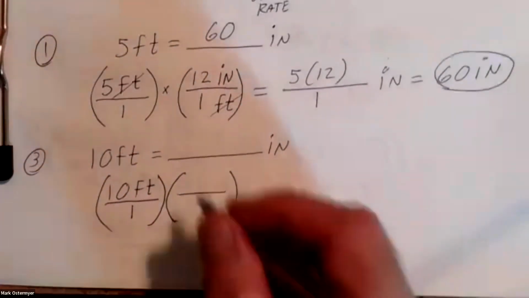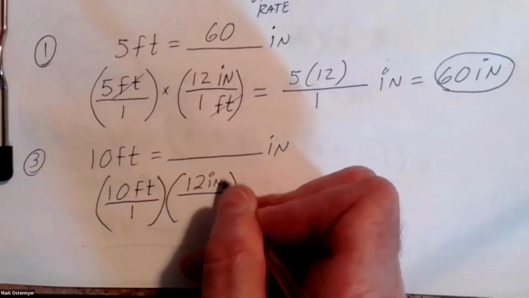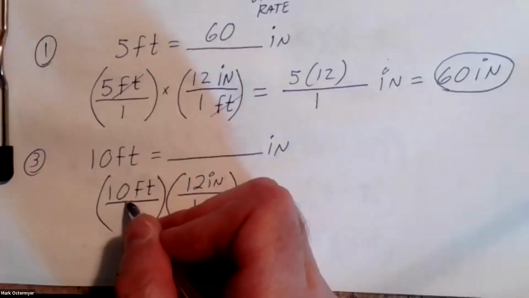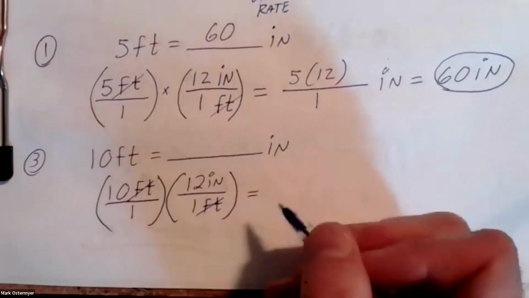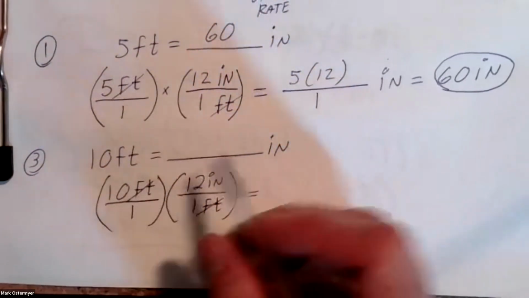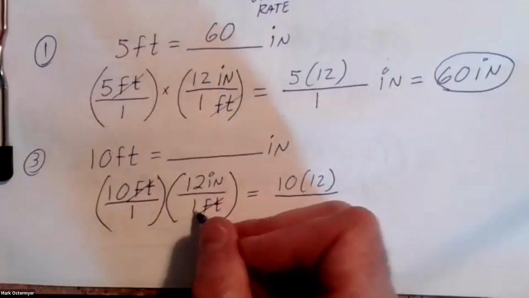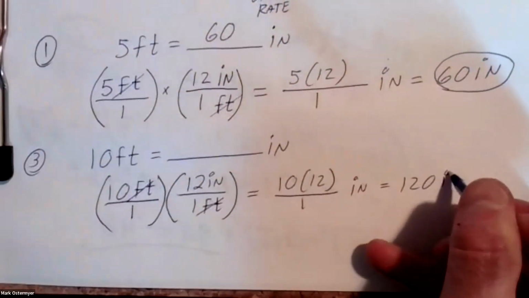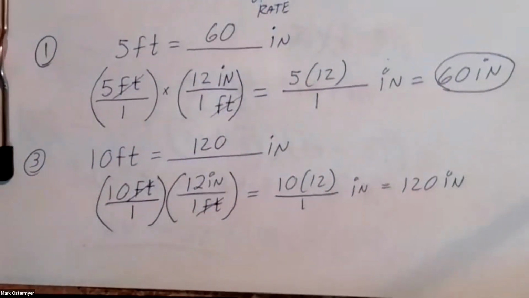All right, so I multiply by my same conversion factor, that is 12 inches per what? 1 foot. Now by multiplying these fractions together, notice the units of feet cross cancel out, leaving me with inches. And I'm going to have 10 times 12 over, technically, 1 times 1 inches, which means I'm going to have 120 inches. And we're done. So there you go. 10 feet is 120 inches.